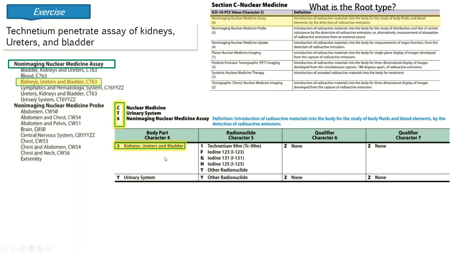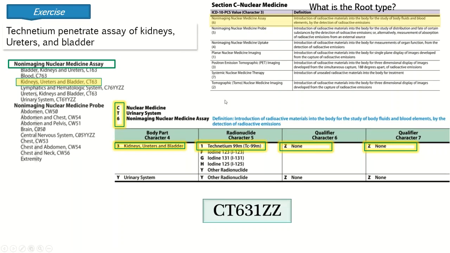KUB, kidneys, ureters, bladder. Our radionuclide: it says that we have this technetium, and I agree. Let's go ahead and select it. And our sixth character shall be none, seventh shall be none, and our code shall be CT631ZZ. All right, coders, how are you doing? Go ahead and talk to me. I can hear you. Okay, I can't hear you. I can feel you. All right, I know you're getting this.